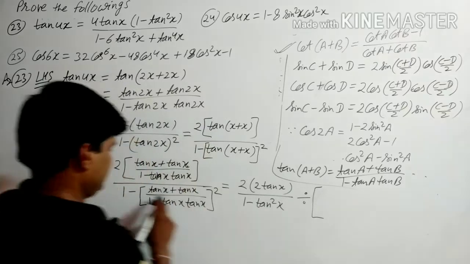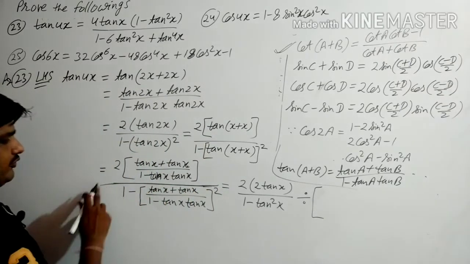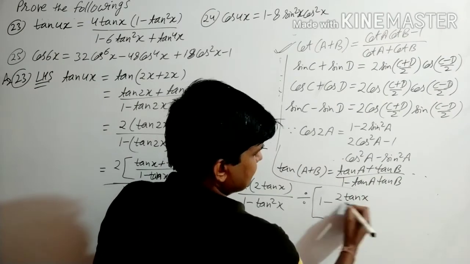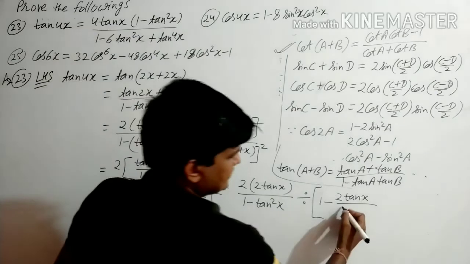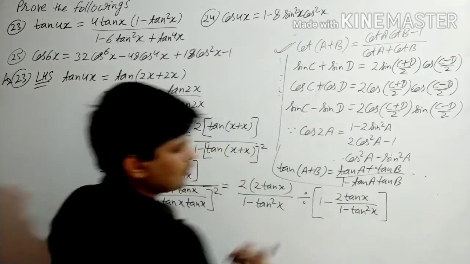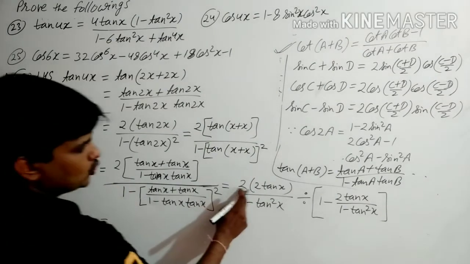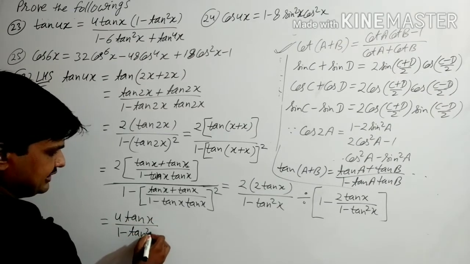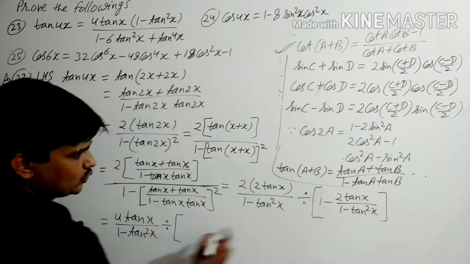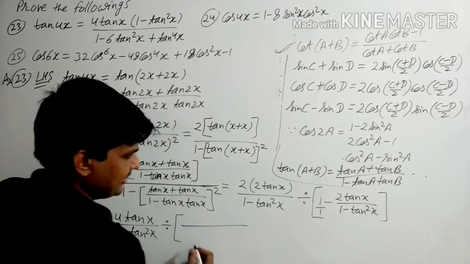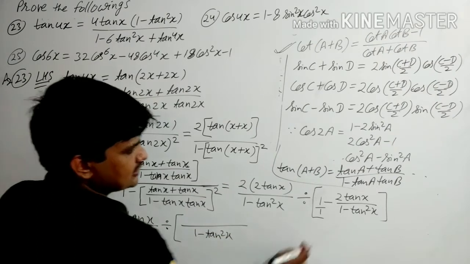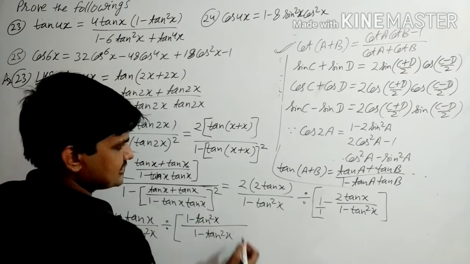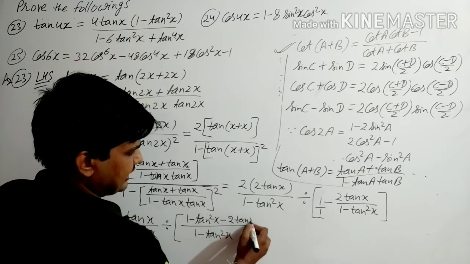Divided by 1 minus tan x plus tan x, 2 tan x upon 1 minus tan square x. Okay. Now this can be written as 2 into 2, 4 tan x upon 1 minus tan square x, divided by... solve these values, so take 1 here, then LCM is 1 minus tan square x, so 1 divided by this one, we get the same value multiplied by 1, so we get 1 minus tan square x, and minus 2 tan x.